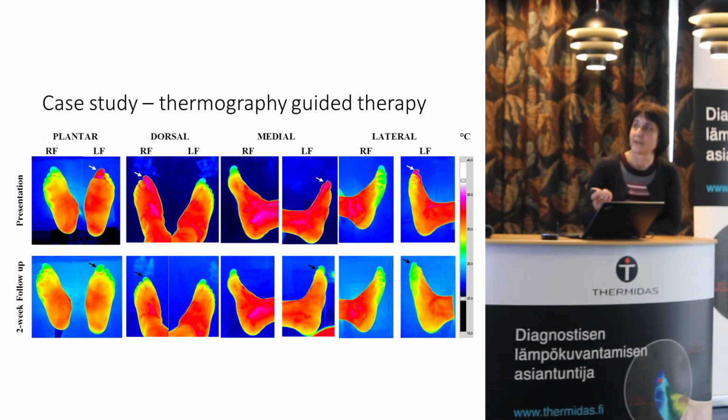On this close observation, we did a nail wedge resection of the nail and reduced the thickness of the nail. And then you can see that 2 weeks later, this pressure and inflammation has resolved. So in this case, I think we prevented this ulceration guided by thermography.